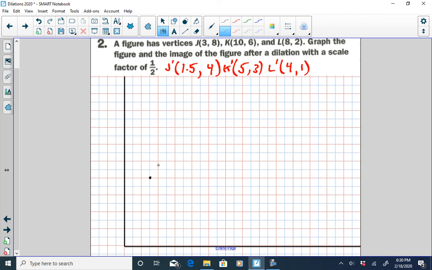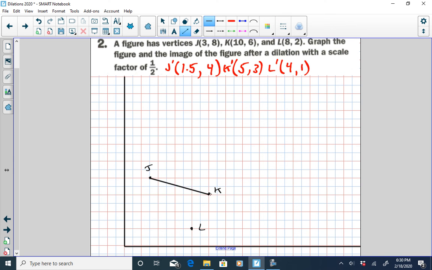There's point J located at 3, 8. Then point K is located at 10, 6, and point L is at 8, 2. Let's connect those points using straight lines.